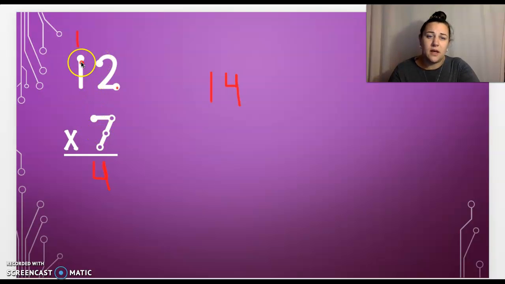Now I have to multiply my 1. So I have 1 times 7. Now we know 1 times any number is always that same number. So 1 times 7 is going to equal 7. But I have my 1 up here. I just have to add it in though. So I have 1 times 7 equals 7 plus 1 more, 8. So 12 times 7 equals 84.